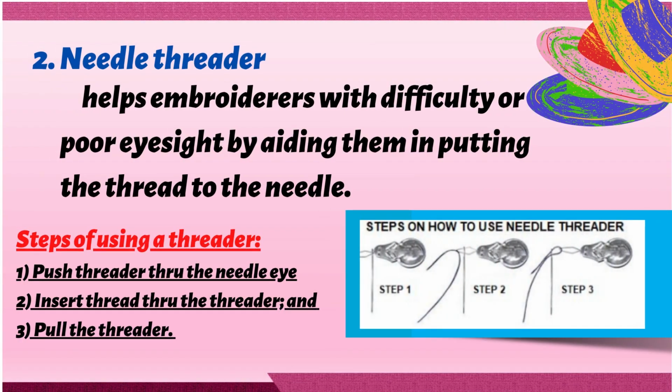Number 2, needle threader. Needle threader helps embroiderers with difficulty or poor eyesight by aiding them in putting the thread to the needle. Steps of using threader: Push threader through the needle eye. Insert the thread through the threader and pull the threader.